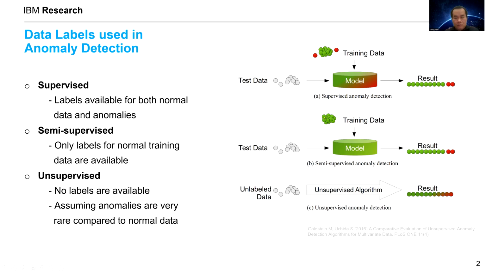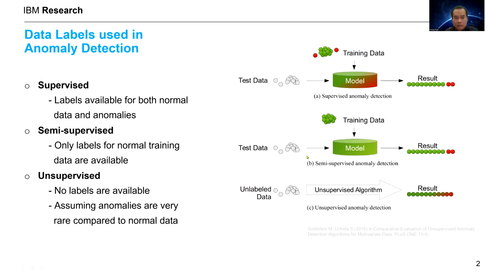So the way to build a machine learning model here really depends on the label data. For example, for the supervised learning method, we use the labels from both the normal and abnormal data, and then we can validate the performance on the test data.